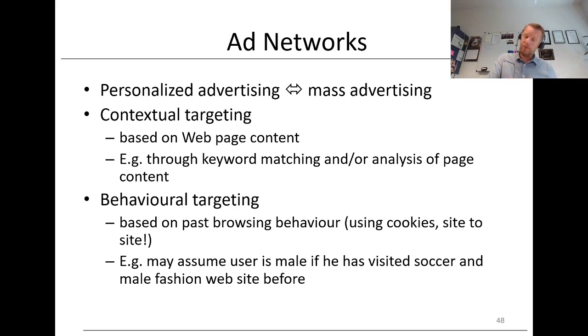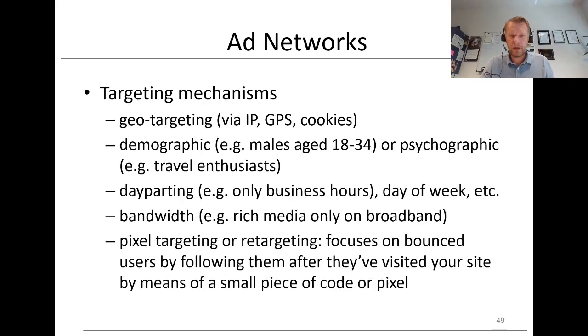But it can also be based upon behavioral targeting, like based on past browsing behavior using cookies, and that's a mechanism which I will come back to later, which allows you to look site to site. So it allows you to measure and save consumer interest as a consumer or website visitor navigates from site to site, right? So, for example, we may assume that a user is male if he has visited soccer and male fashion websites before. Not always correct, right? But in a majority of the cases, that's an example of a user that could be male. And there are various types of targeting mechanisms that these ad networks use.